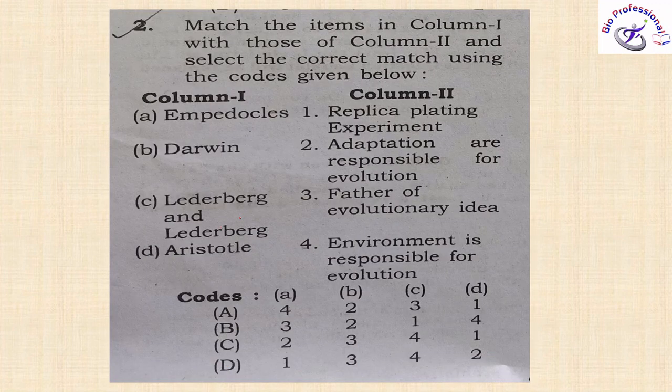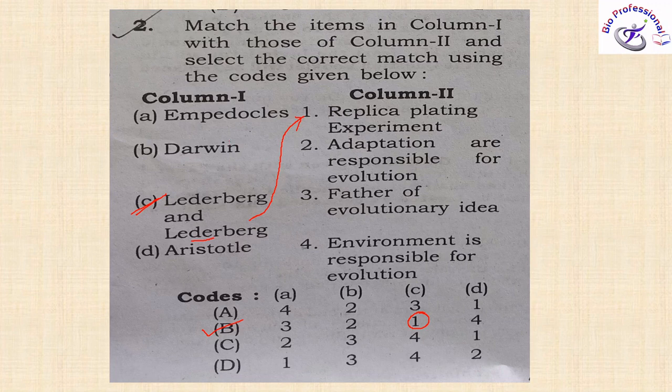Next, let us choose from the first part: Lederberg and Lederberg. These two scientists are well known for one of the most famous experiments, known as the replica plating experiment, by Joshua Lederberg. So C is 1. If you know this option, you can easily solve this question, and the correct option is B. Let me just check.